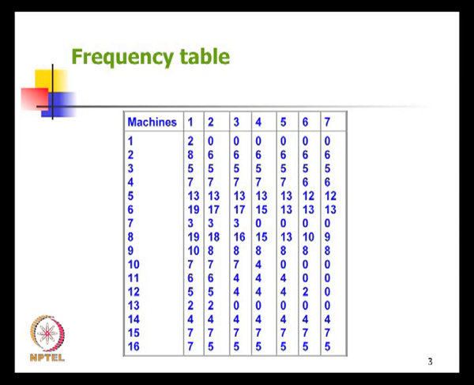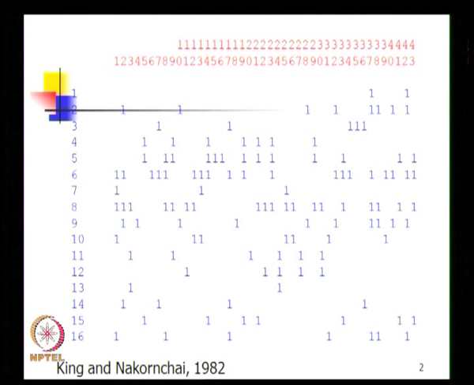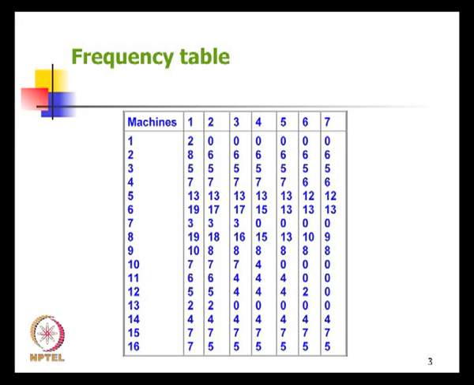From this incidence matrix, we first create a frequency table. This frequency table shows machines 1 to 16 listed here. The first column of the frequency table shows the number of parts or components which visit each machine. So, going back to the incidence matrix, we observe that row 1, which corresponds to machine number 1, has two components, 37 and 42, visiting. So, the frequency is 2.